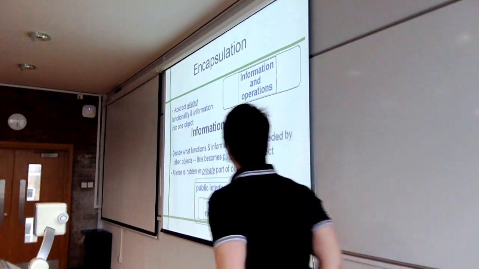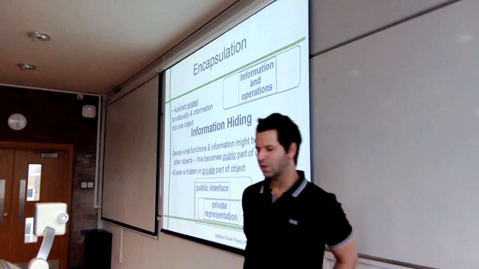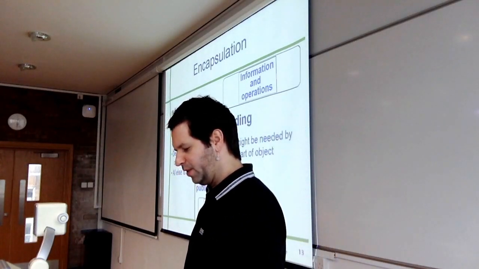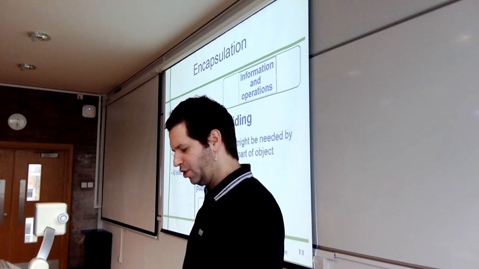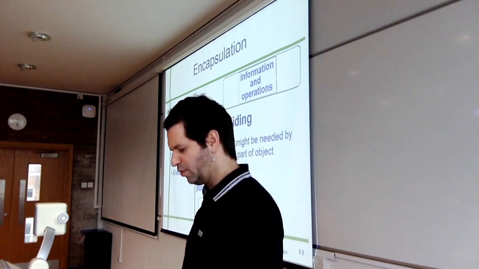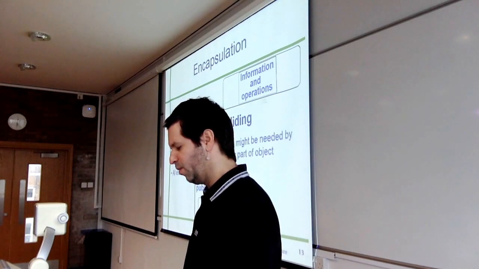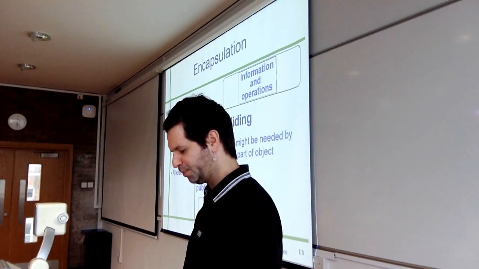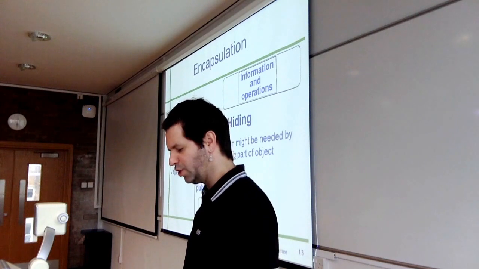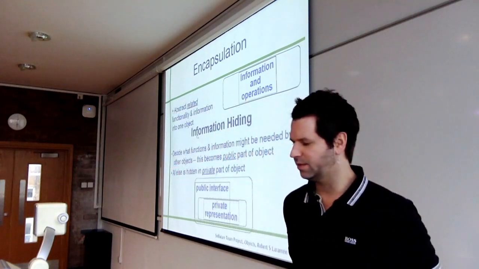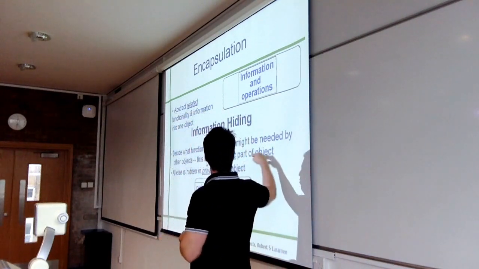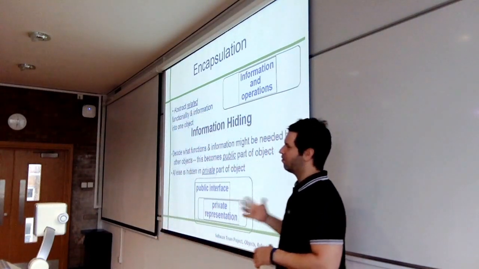Here's some more about encapsulation. With encapsulation, we place the related data, information and functionality into one object. This is sort of what it could look like if we would try to draw it: data and operations. We decide which functions or methods might be needed by other objects, and that becomes the public part of the object. Everything else is hidden.